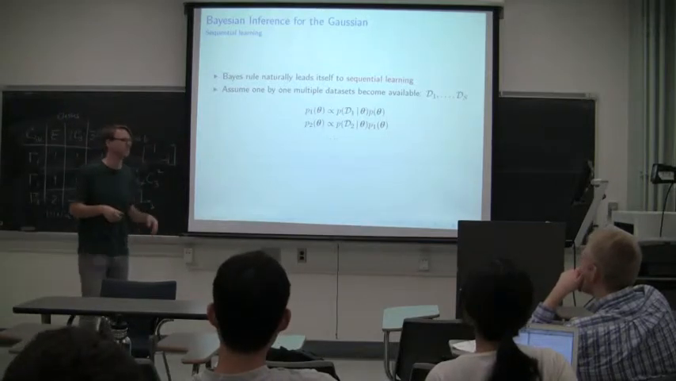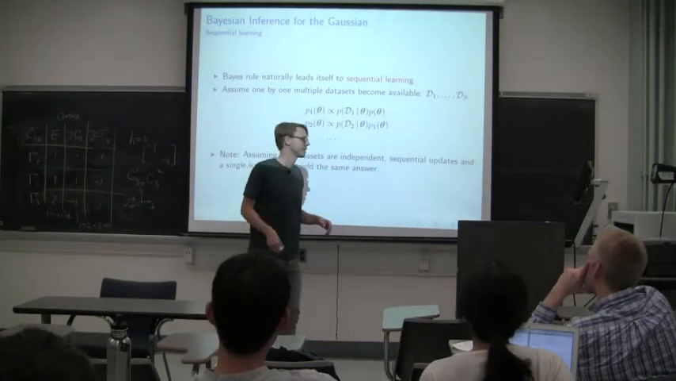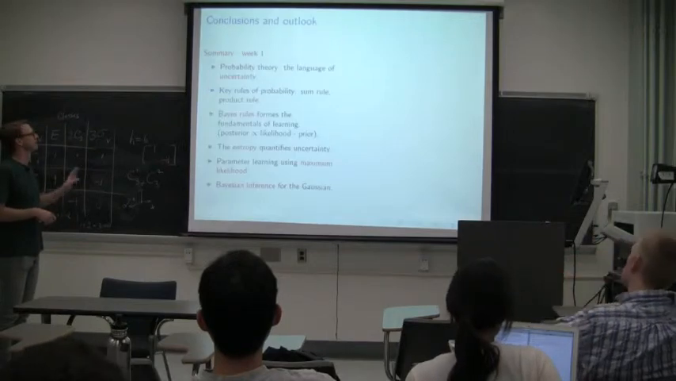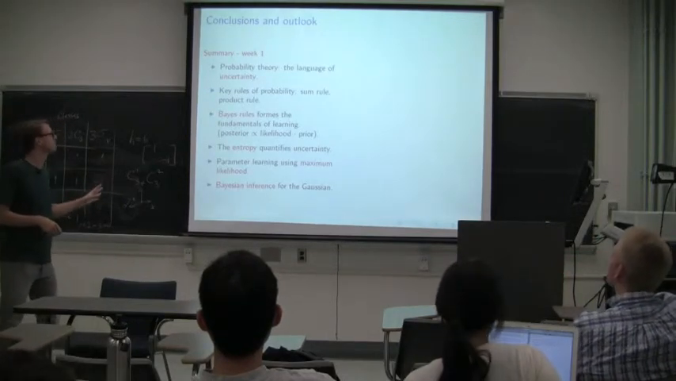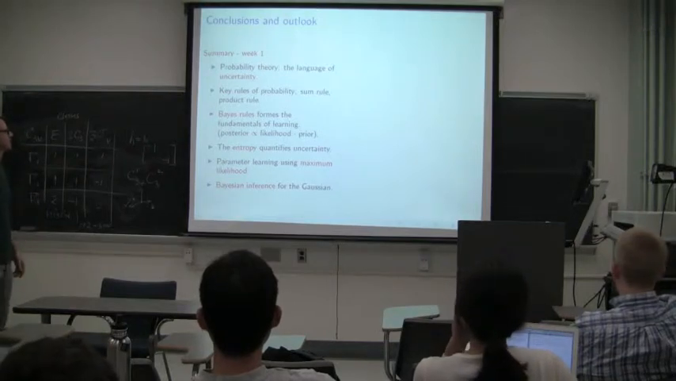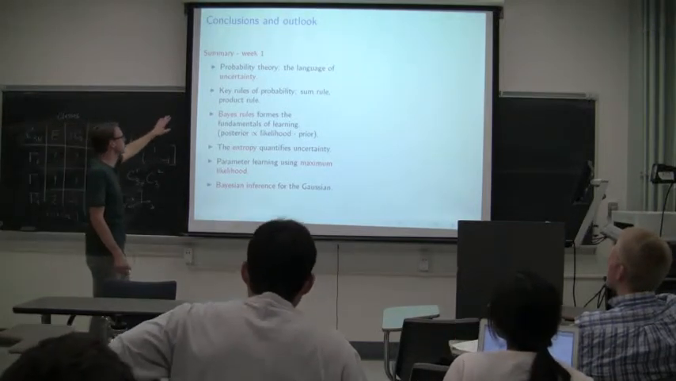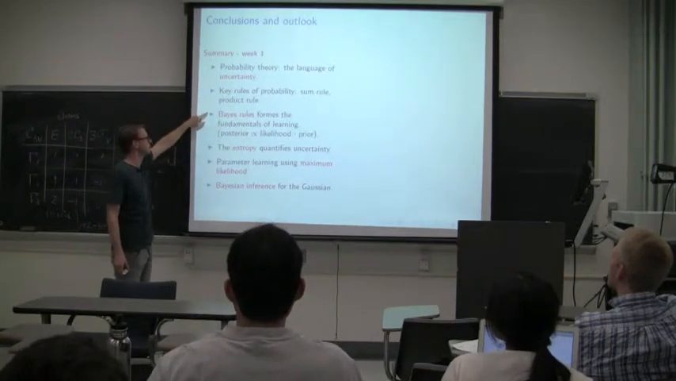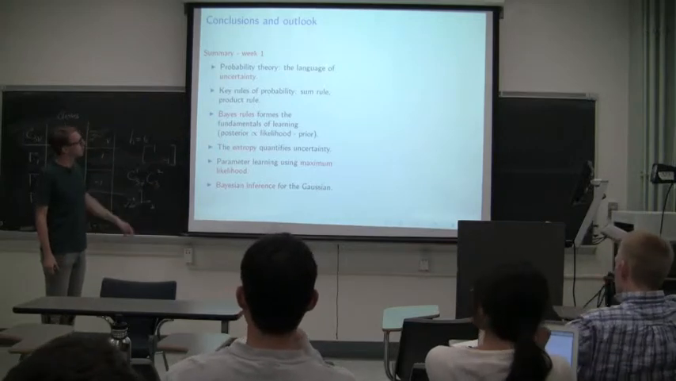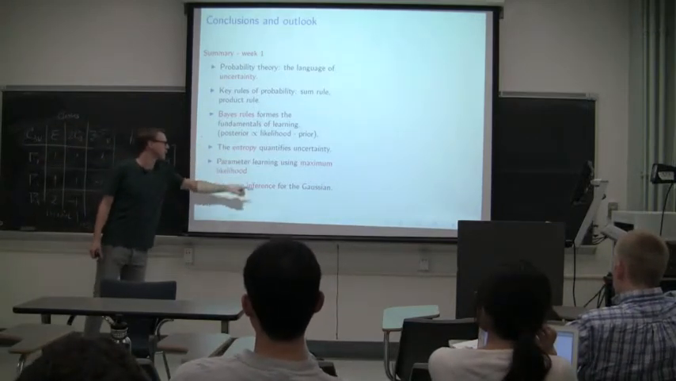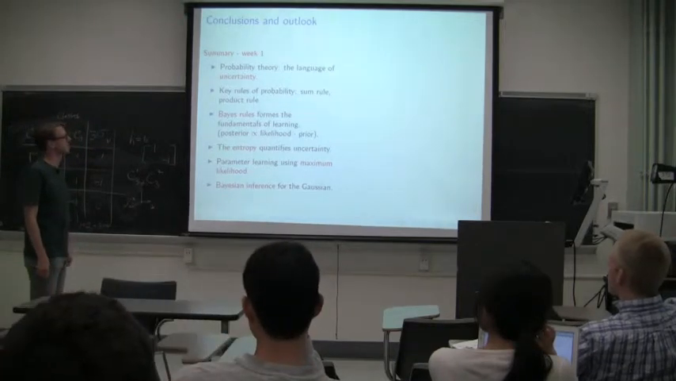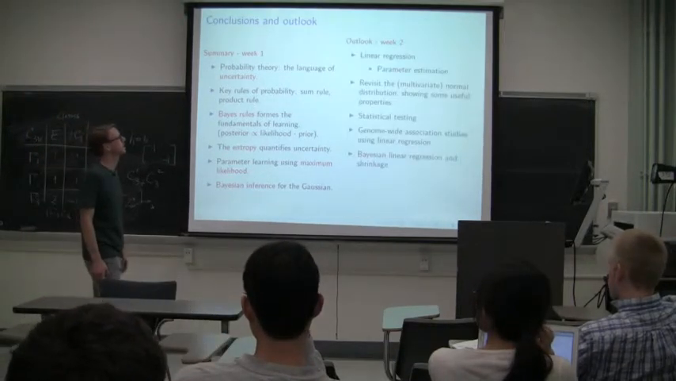Okay, but that was too much of a detour now. So we can get this sort of sequential estimation. That was week 1, where we talked about probability theory and uncertainty, sum rule, product rule, Bayes theorem. We talked about Bayesian learning, entropy, maximum likelihood estimation, and Bayesian inference. I had the example of the Gaussian.